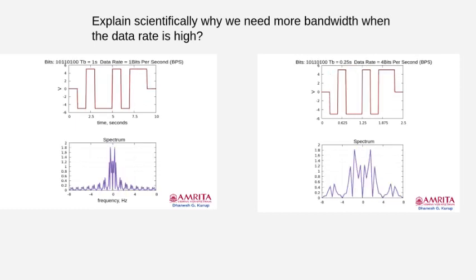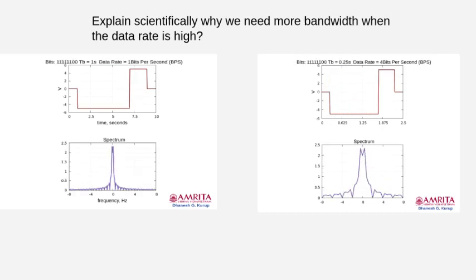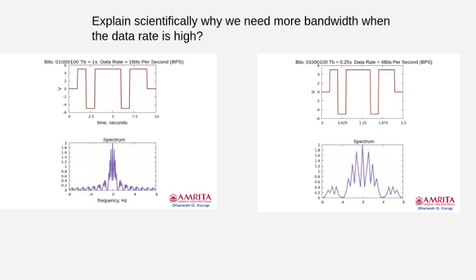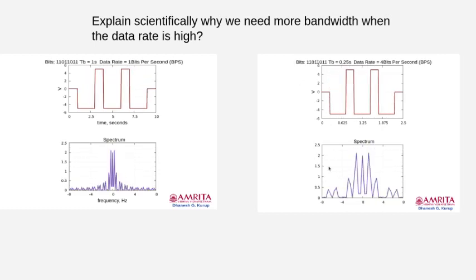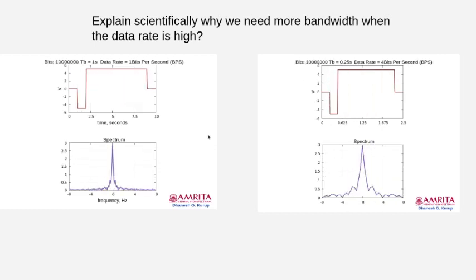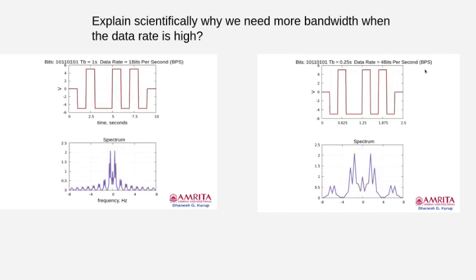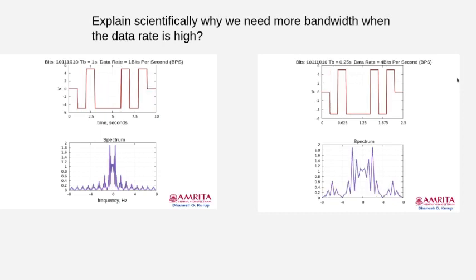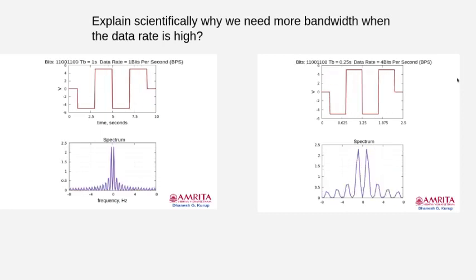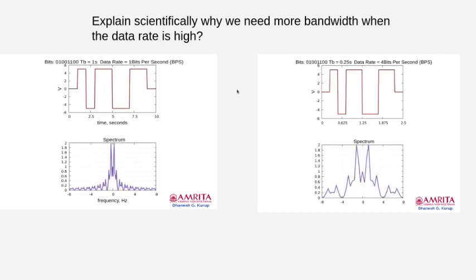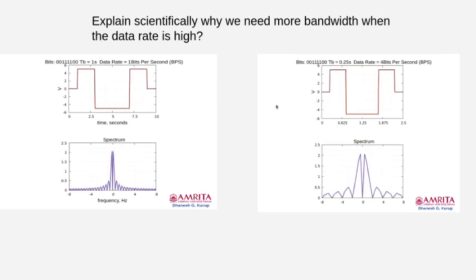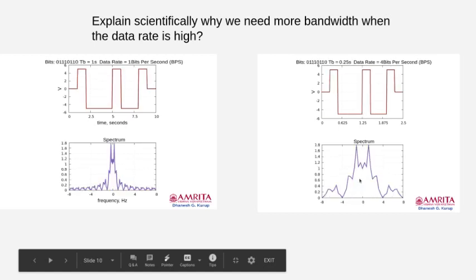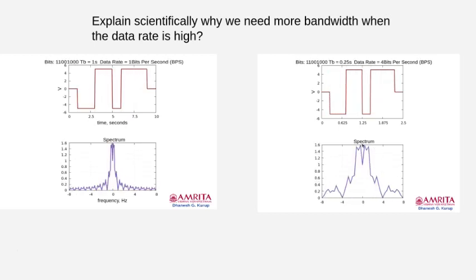So therefore we can easily conclude that 5G requires more bandwidth than 4G. 4G requires more bandwidth than 3G, because why? The data rate is more for 5G compared to 4G, and data rate is more for 4G compared to 3G, and data rate is more for 3G compared to 2G. So as the data rate increases, more and more bandwidth is required. So 5G requires more bandwidth because the data rate is very high.